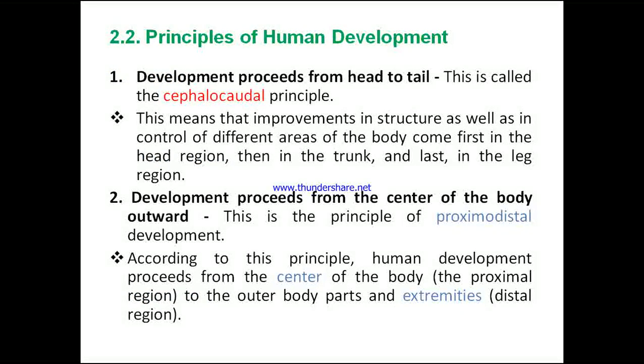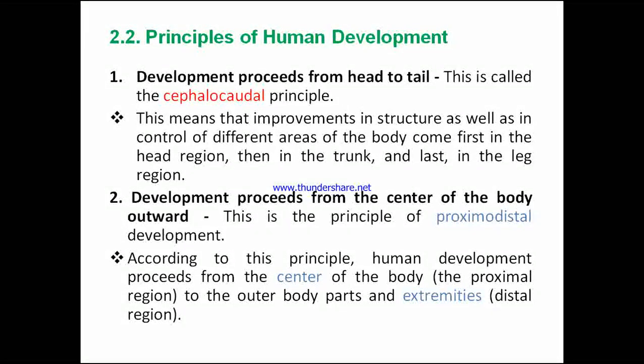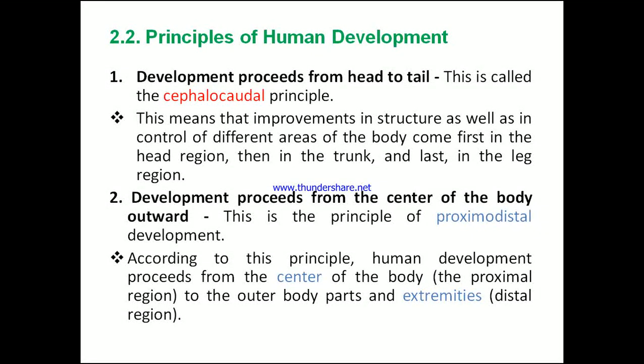What are the principles? There are different principles concerning human development. One of the principles is from the direction of development we follow. Human beings follow two different directions of development. One direction is cephalo-caudal, the other one is proximal-distal, right? This is just from the point of direction.